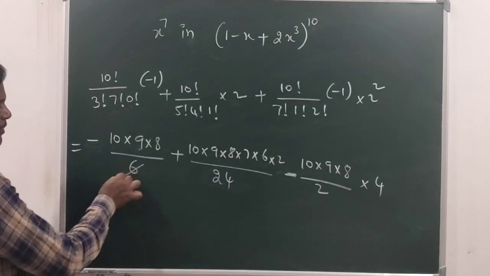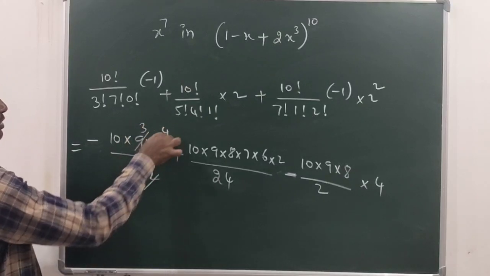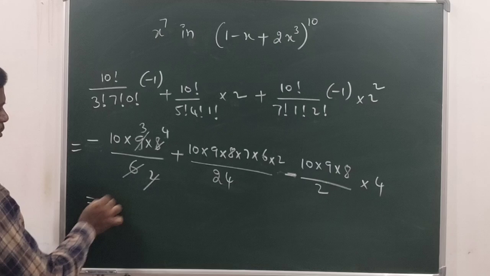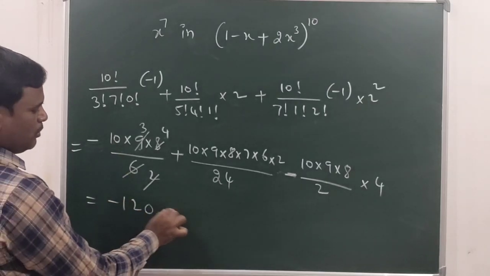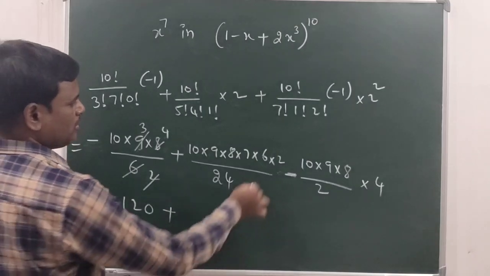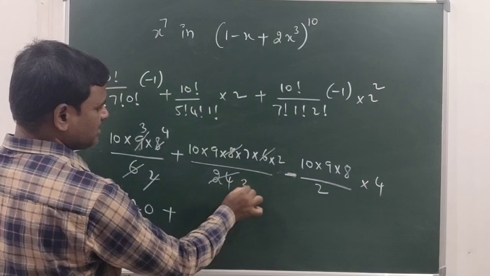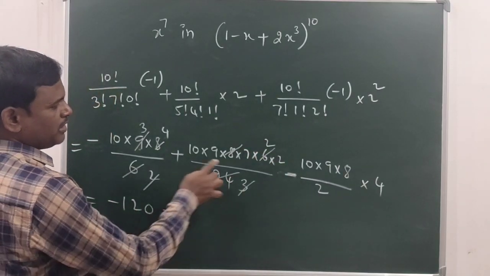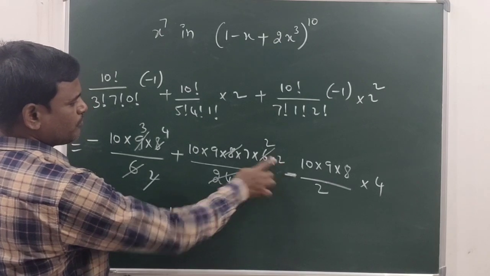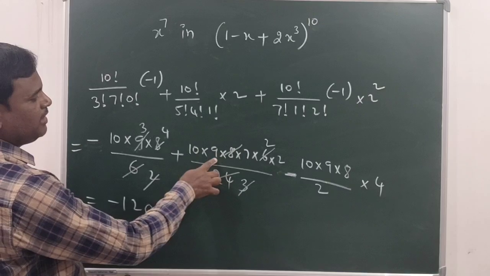Now how do you simplify? 3 2 is 6, 3 3 is 2, 1 is 2, 4 is 3, 4 is 12, 12 into 10 minus 120, you will get in the first one. Go to the second one. So here 8 1 is 8, 3 is 3, 1 is 3, 2 is. So here 2 2 is 4, 10 9 is 90.